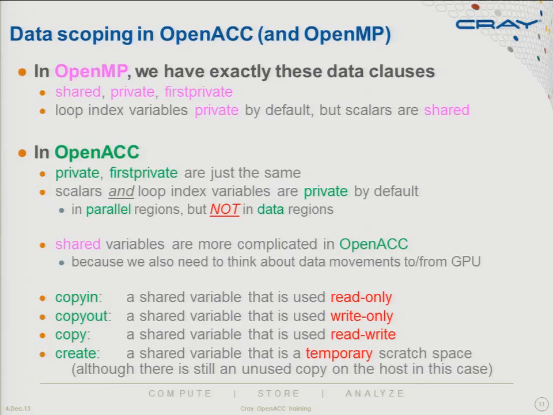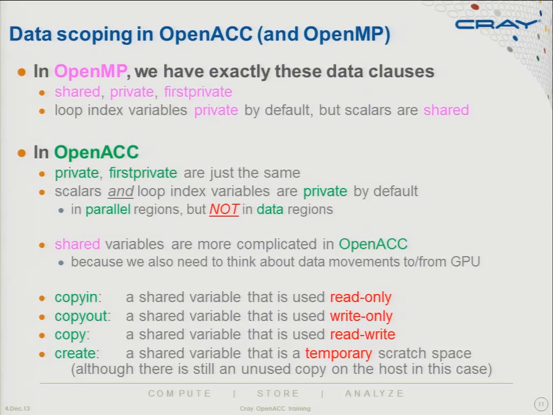Somehow from the perspective of the GPU, right? So I read only from the CPU. Copy in means I copy from the CPU to the GPU at the start of a kernel, and at the end, you simply free the GPU memory. So copy in plus copy out is the same as copy, because copy moves it at the beginning and the end. So it's like a superset of these two.